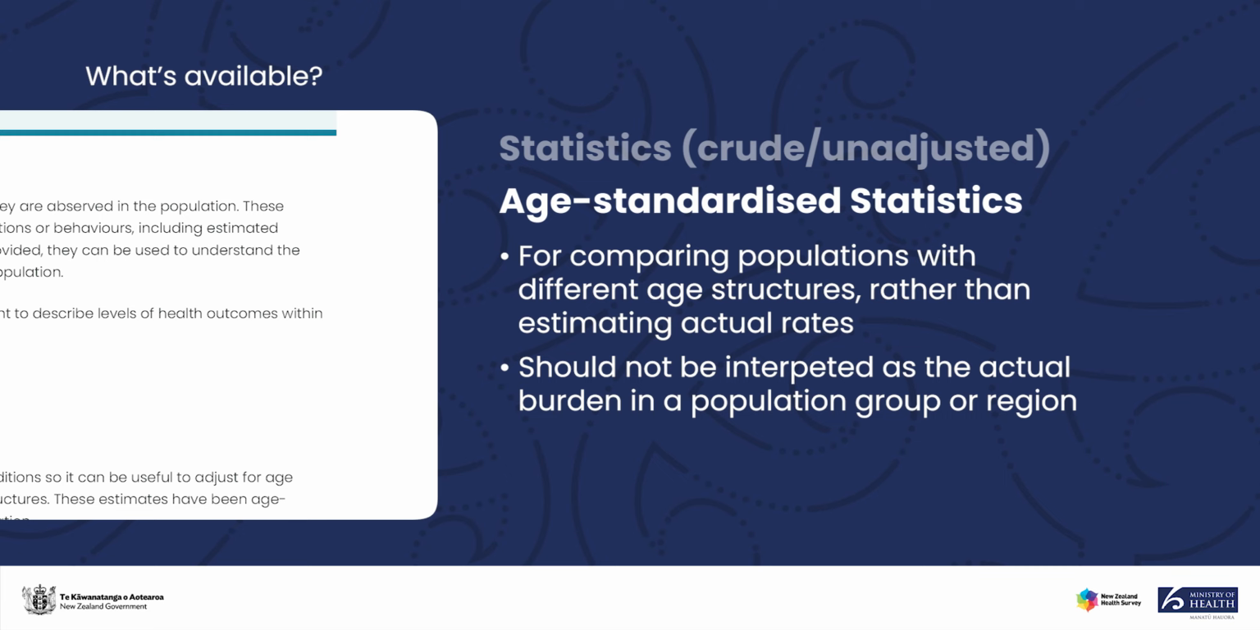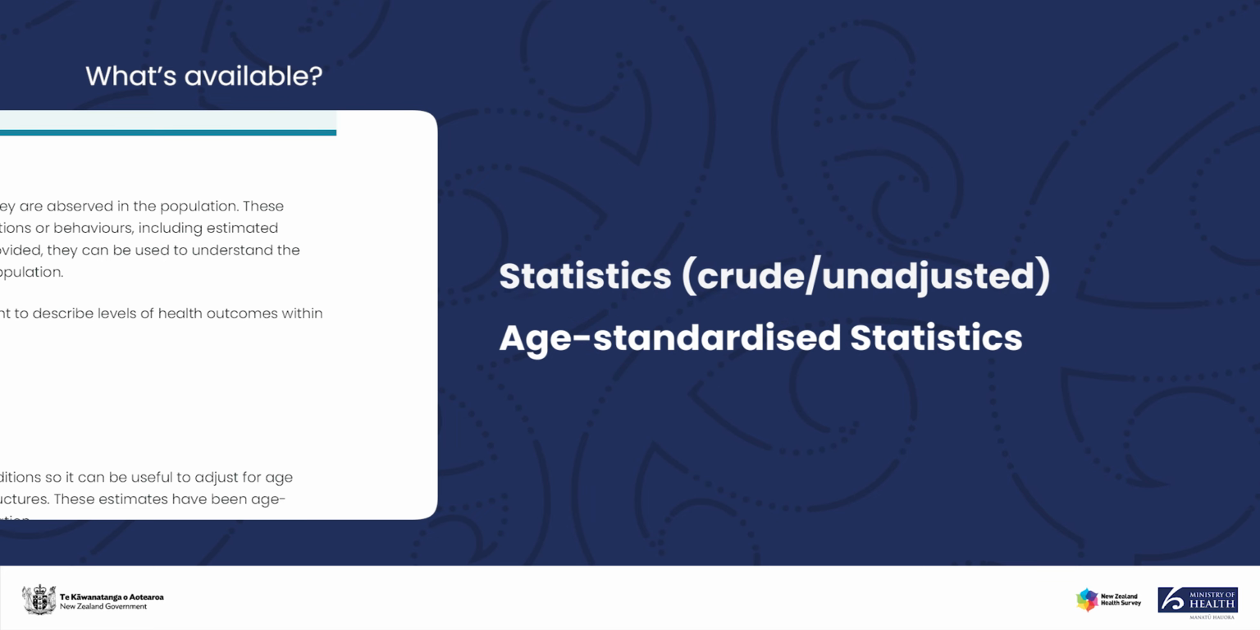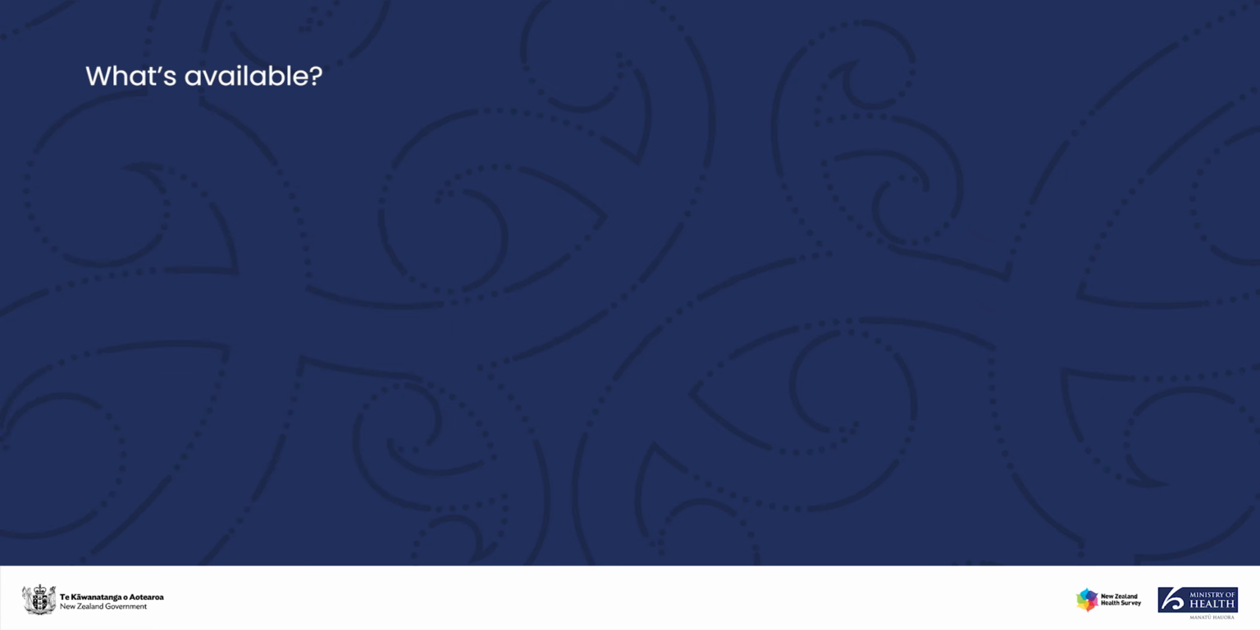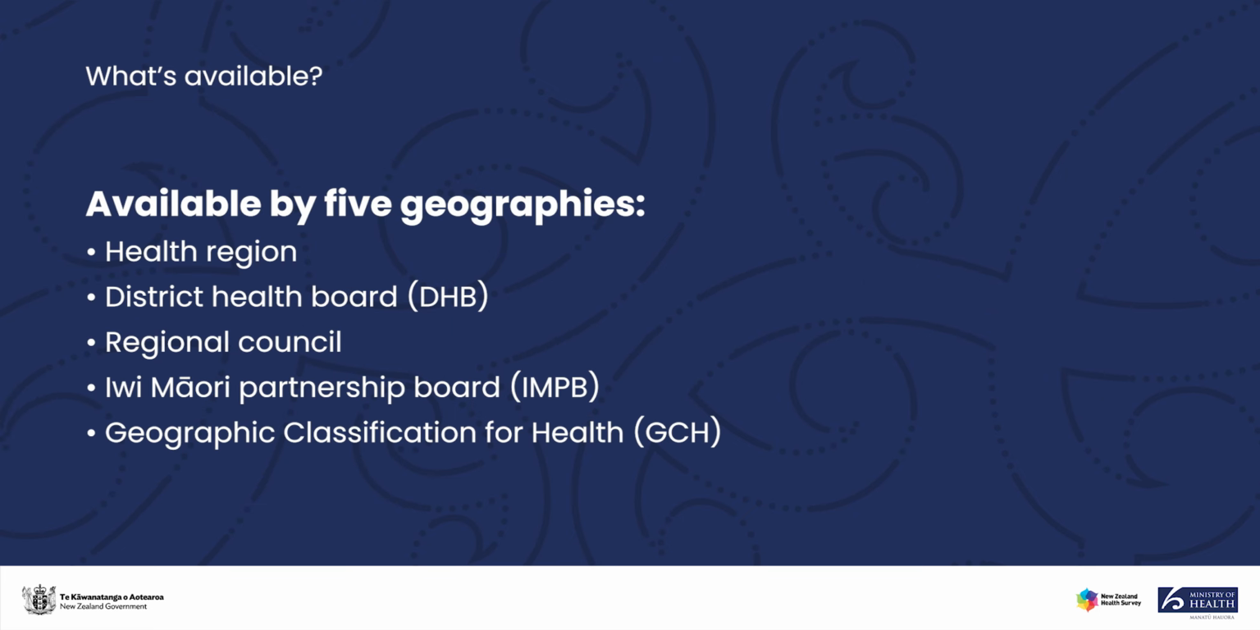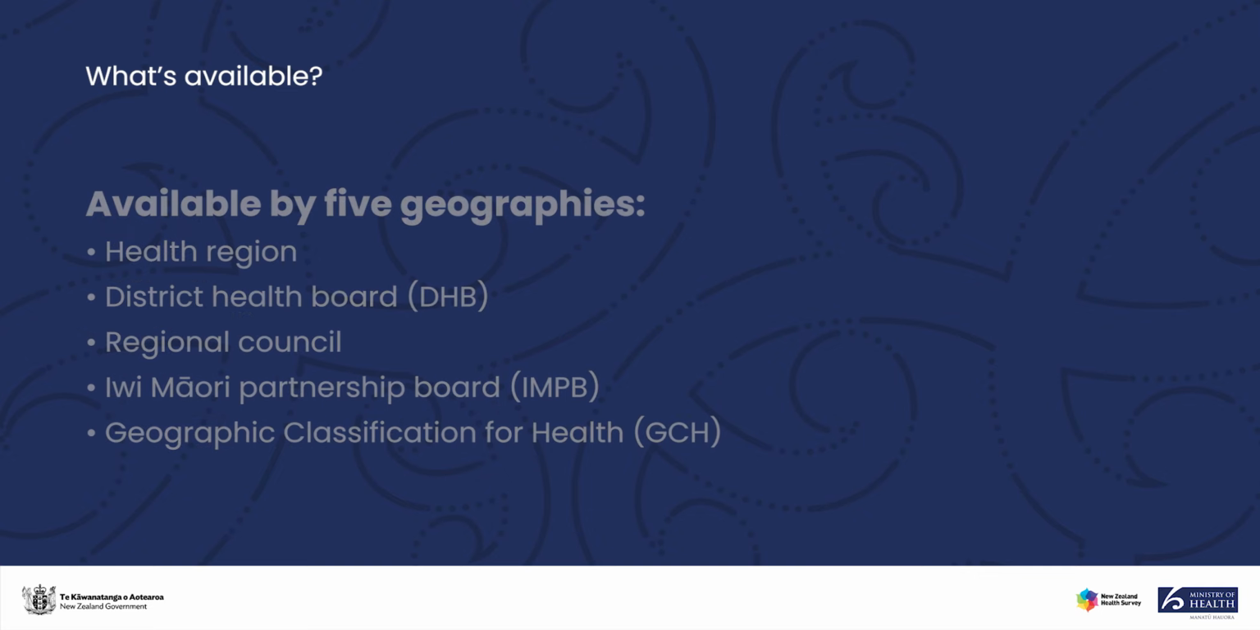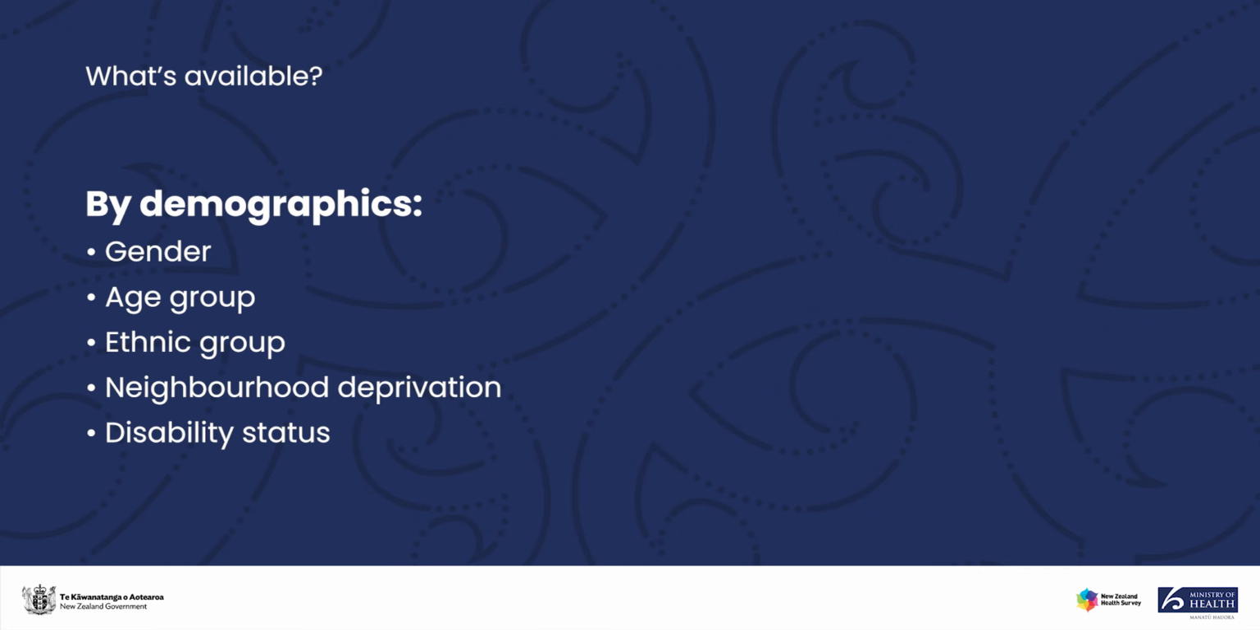Because they are age standardised, they should not be interpreted as the actual burden in the population, so if you want to see that, then use the unadjusted statistics. All the statistics are available across 5 different geographies: Health Region, District Health Board, Regional Council, Iwi Māori Partnership Board and Geographic Classification for Health. They can also be broken down by demographics such as gender, age group, ethnic group, neighbourhood deprivation and disability status.